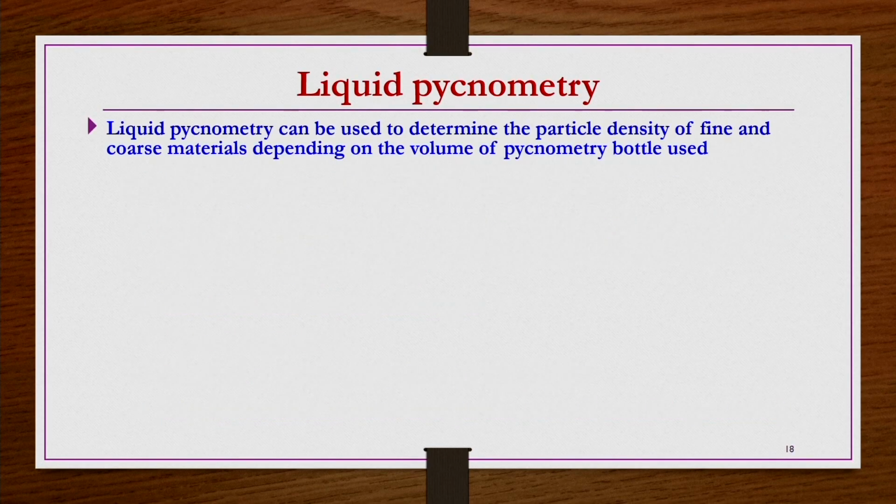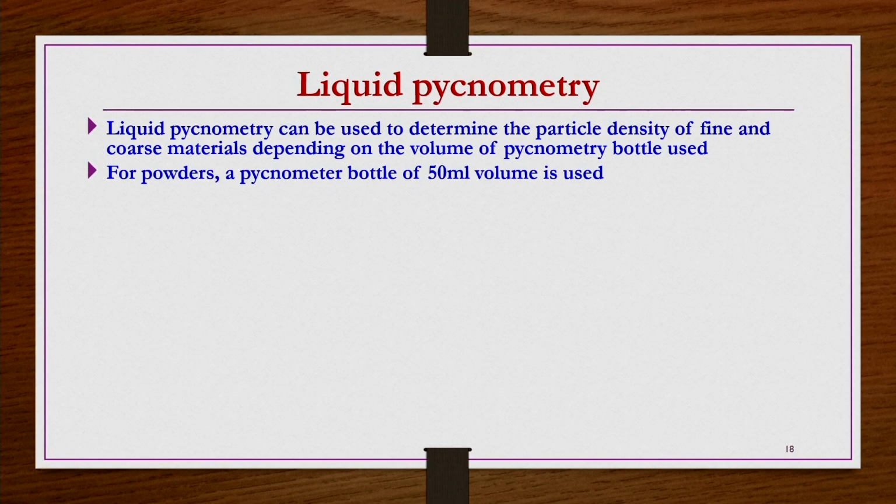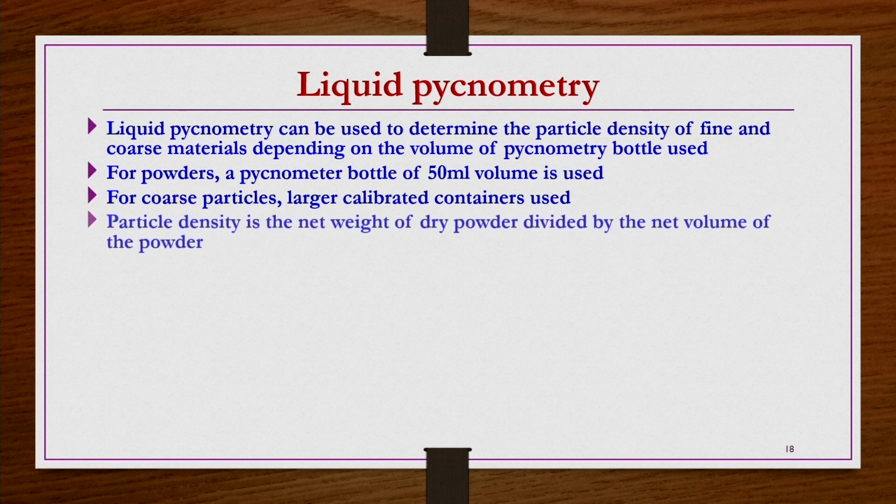In liquid pycnometry, the particle density of fine and coarse materials can be determined depending on the volume of the pycnometric bottles used. For powders, a pycnometric bottle of 50 ml volume is sufficient, but for coarse particles larger calibrated containers need to be used. Particle density is the net weight of dry powder divided by the net volume of the powder.